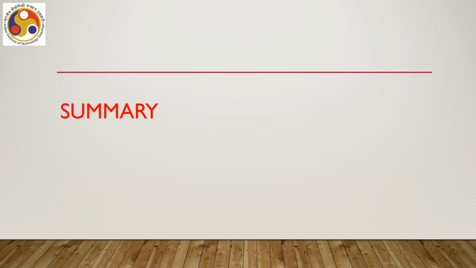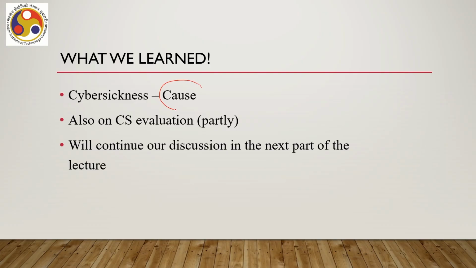So, we have covered a part of the evaluation strategies. In this part of the lecture and the previous part, we have covered the causes, what are the things that lead to cybersickness. Also, in this lecture partly we have covered evaluation. We have seen that there are three aspects of evaluation or measurement: input, what kind of input and how we are getting the input; then the process, how we are processing the input; and third one is output, what we are getting as output.